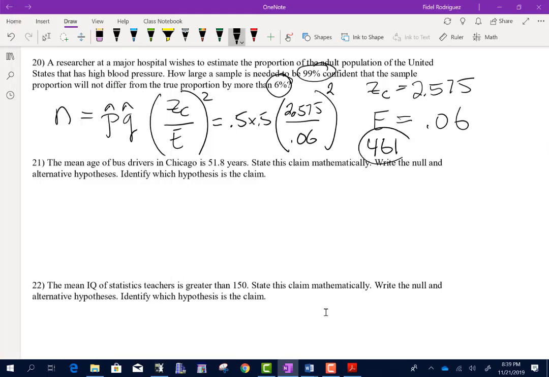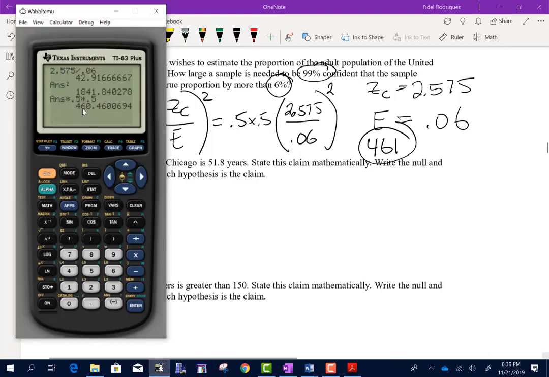Guys, I want to show you something here. Look at the number I came up with, 460.4. I didn't round it to 461 because I thought of that 0.4 as a 0.5. No matter what you get, 460 point whether it's 0.9 or 0.0001, you always round up to the next one.